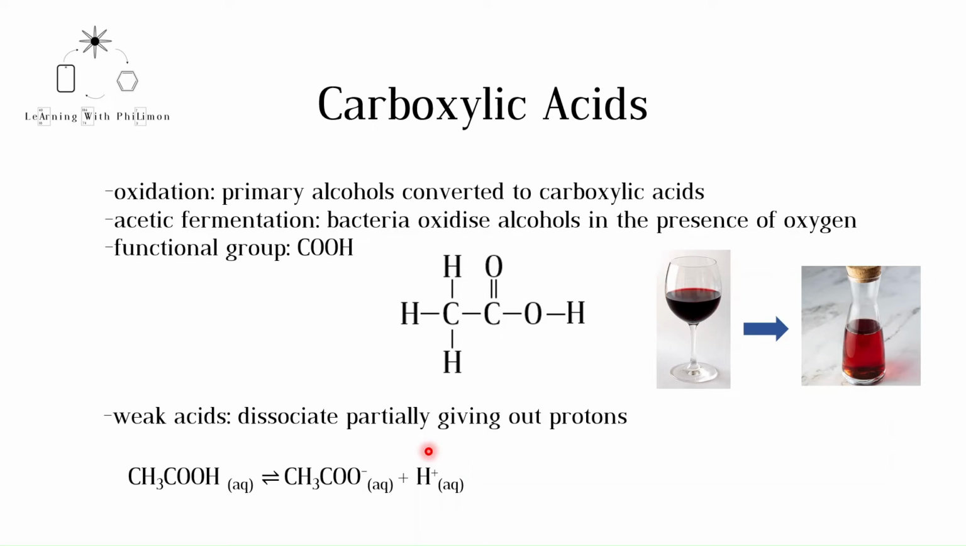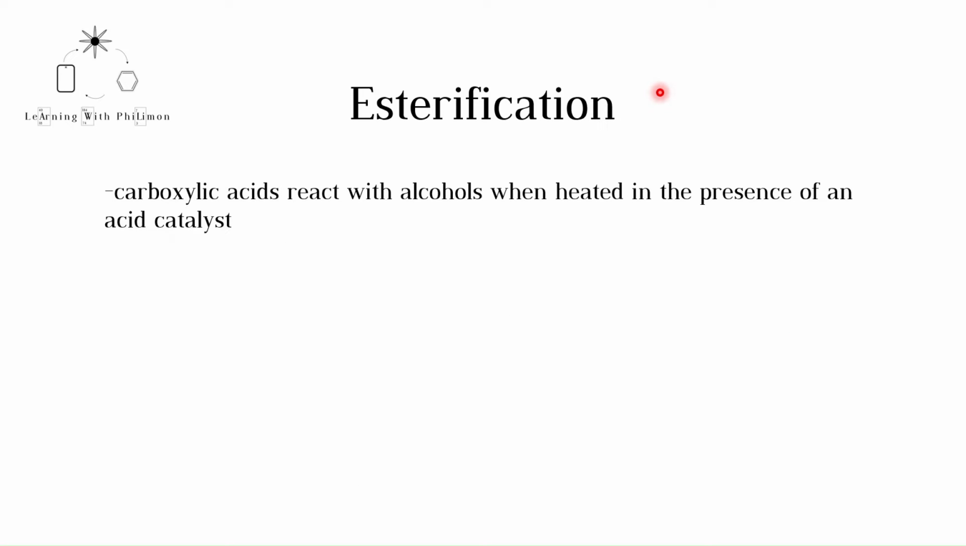Now let's look at how carboxylic acids react with alcohols. Carboxylic acids can react with alcohols if heated in the presence of an acid catalyst, such as concentrated sulfuric acid. In the example below, we see ethanoic acid reacting with methanol, CH3OH. The ester methyl ethanoate, CH3COOCH3, and water, H2O, are formed. Note that yet again the reaction is in equilibrium, so a double-headed arrow is used.